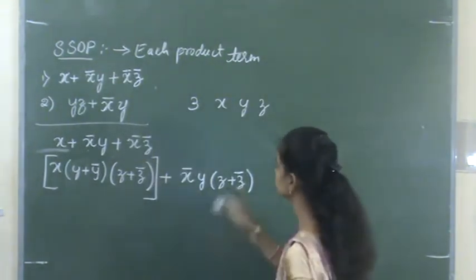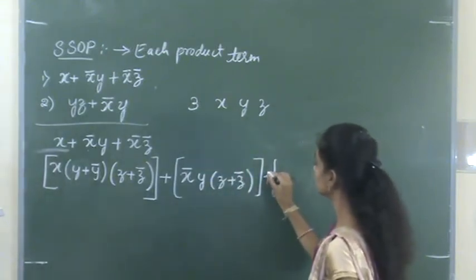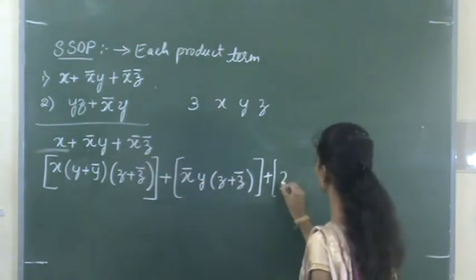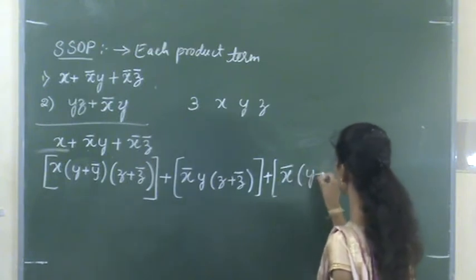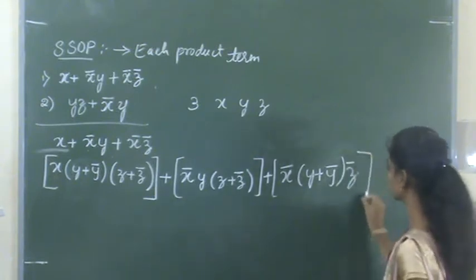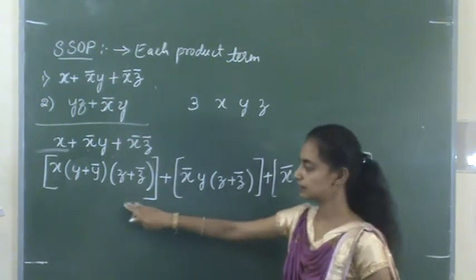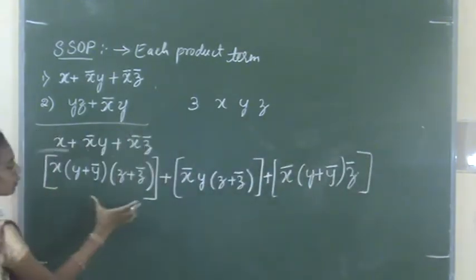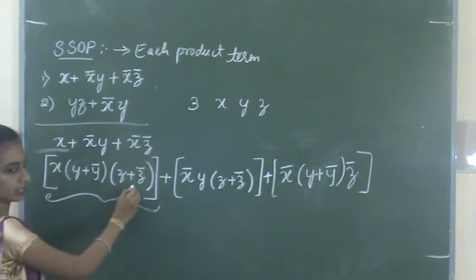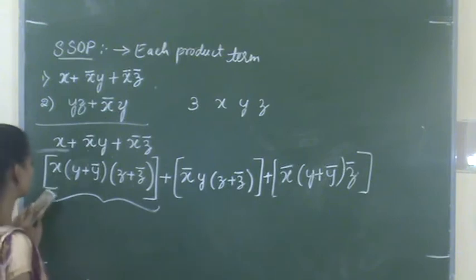In the next term, x bar is there, z is there, but y is missing. So x bar into y plus y bar into z. Now all the variables are present in each product term. Here x is there, y is there, z is also there, and here also the same. All three variables will be present. Now we will simplify this.